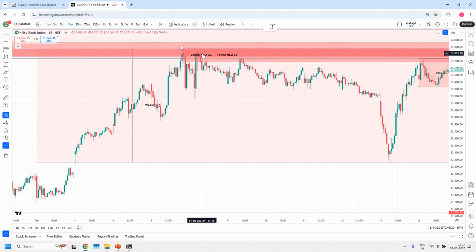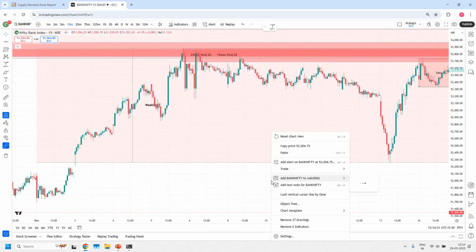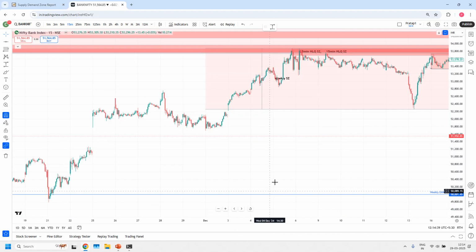If the fine tuned zone is a 5 minute zone, a normal zone, if it is a fresh zone you can plan, if it is a tested zone you ignore the trades. This is exactly the same way how we are planning our trades in the HLQ zone analysis video. Same concepts you apply here, no difference.